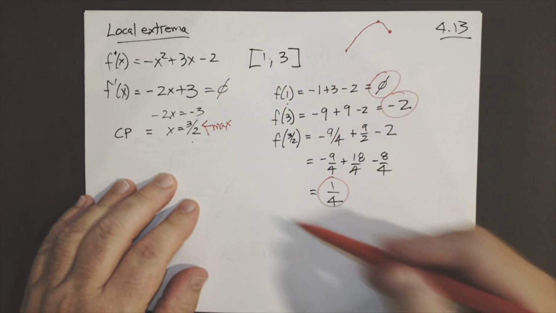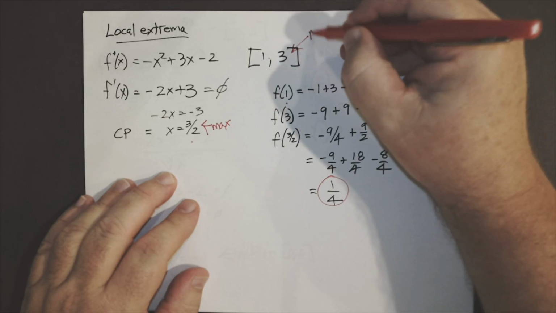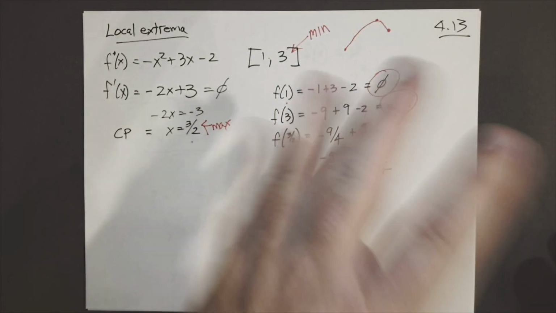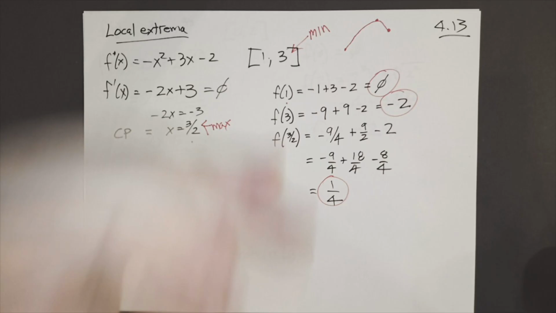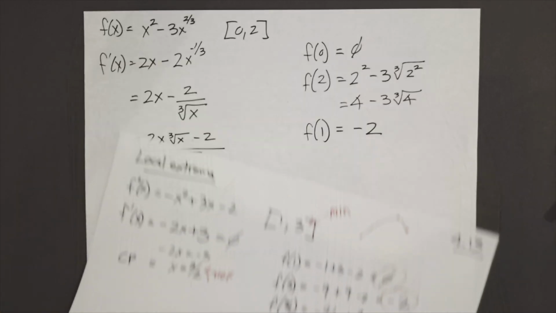And then which of these is the lowest? Right here. So 3, that is the min. In this little interval, we have the one that's the highest and the one that's lowest. Okay? Let's look at another example.